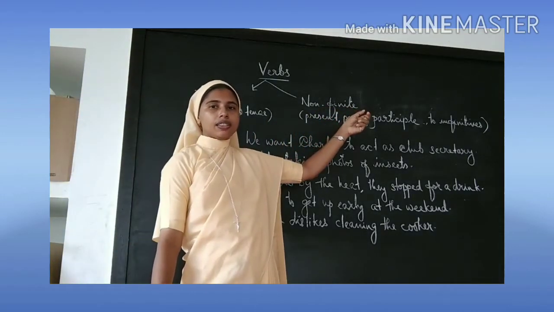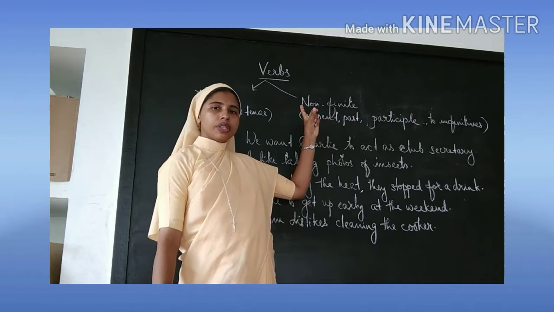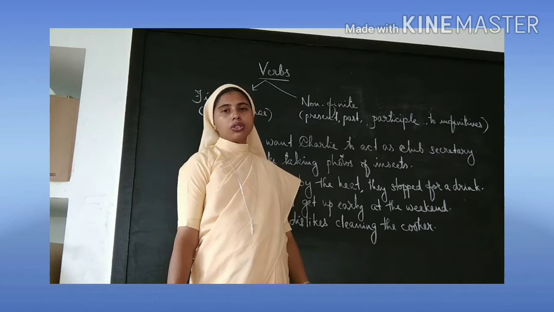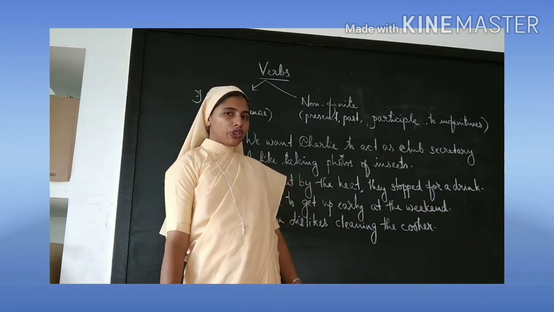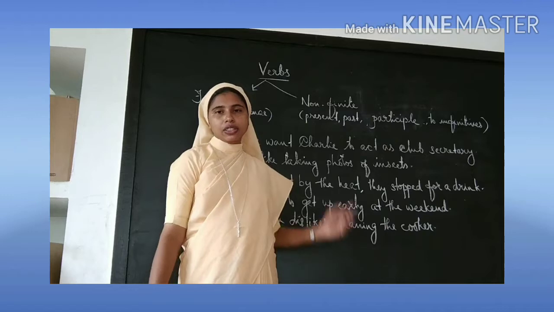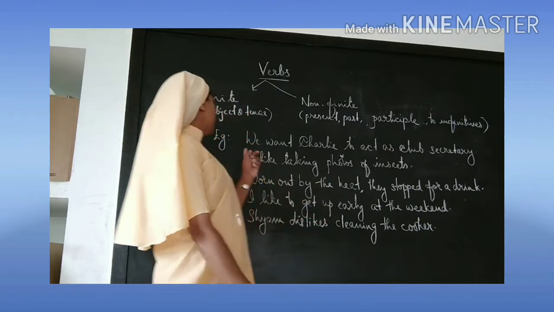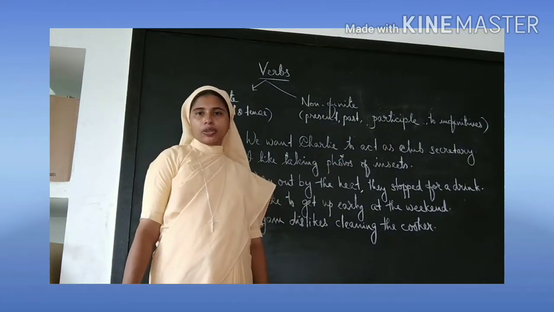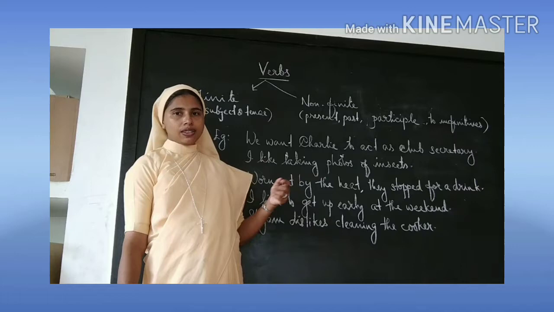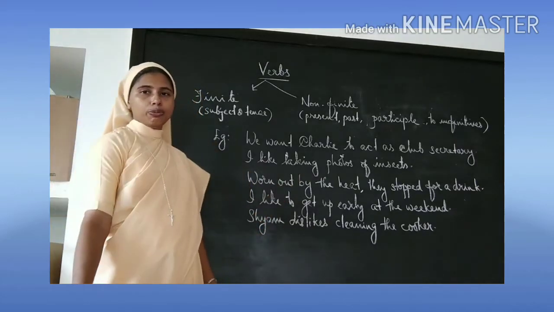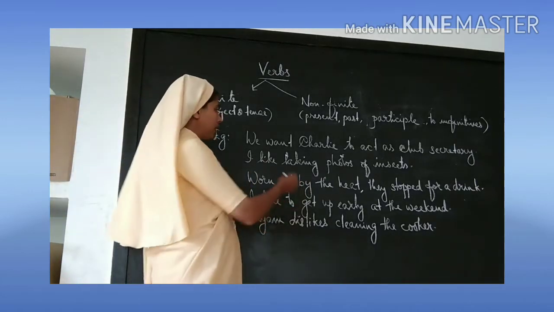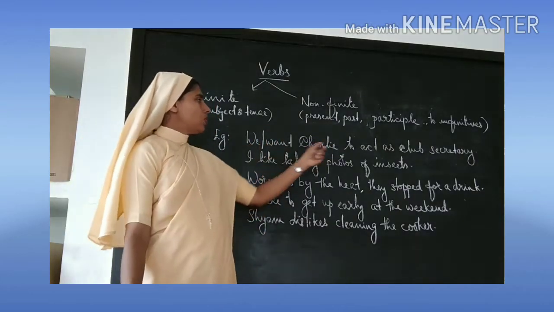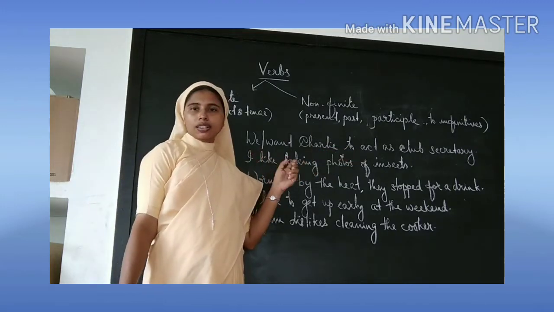And the second category is non-finite verbs. Present participle, past participle and the two infinitive forms of verbs form non-finite types. You will see with the example, then it will be clear for you. We want Charlie to act as club secretary. Let's divide the structure of this sentence. Broadly, if we divide the subject, the rest is predicate: we want Charlie to act as club secretary, that is the predicate part.